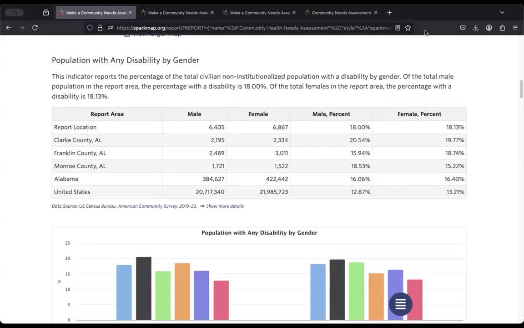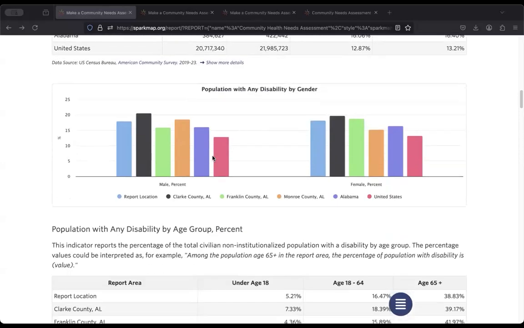The other thing that we can see here is the percentages. So we can see that it's kind of high for Clark County in terms of the number of males that have a disability. So about 20% of total males versus about 19% there for females. So that's just some additional information and ways to think about, are there specific populations like females that may need additional services or that we maybe need to look into a little bit more?